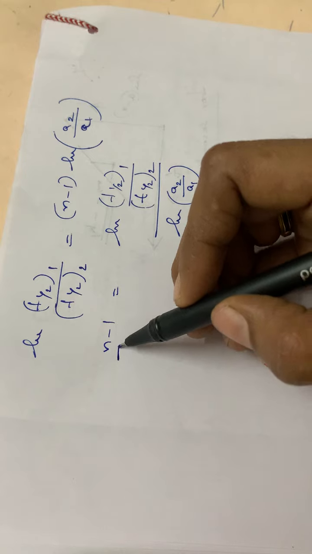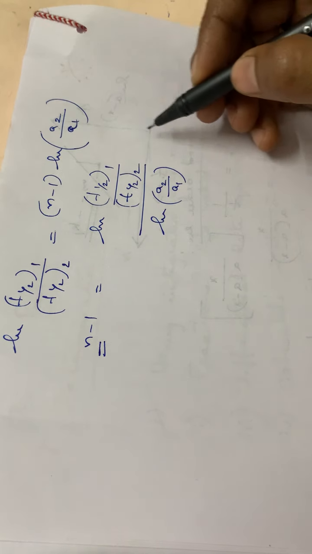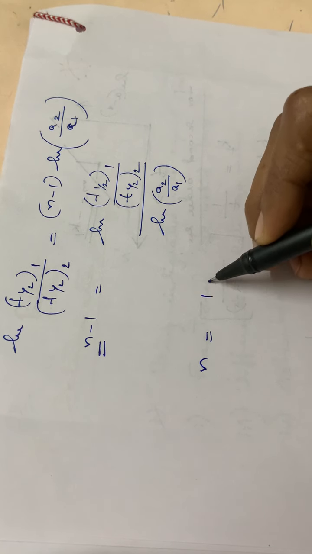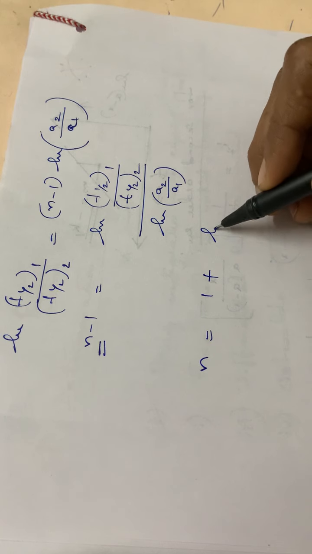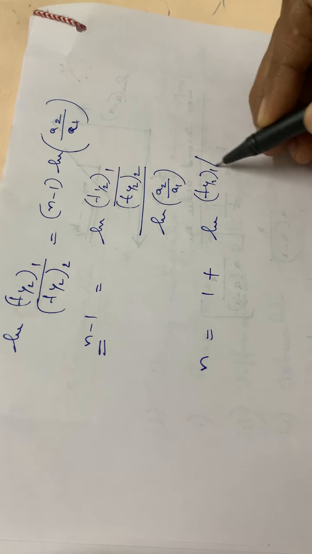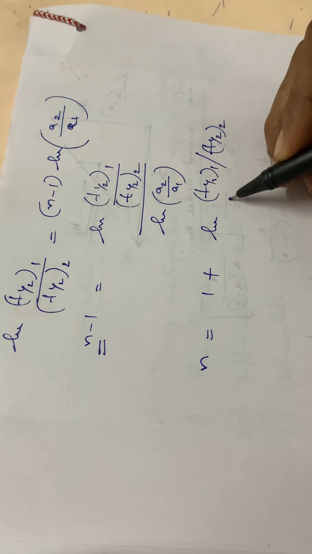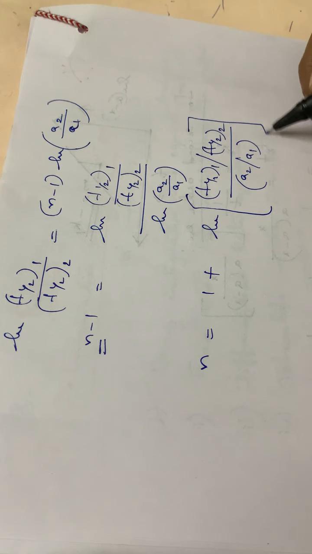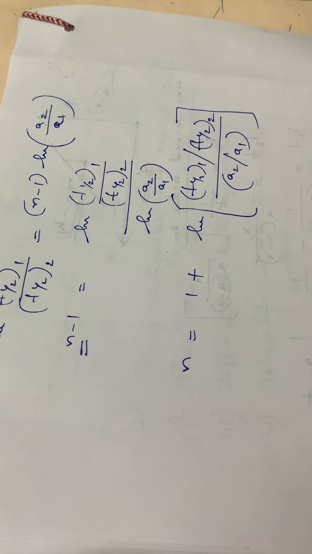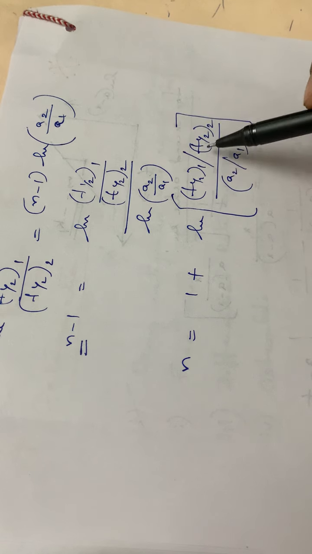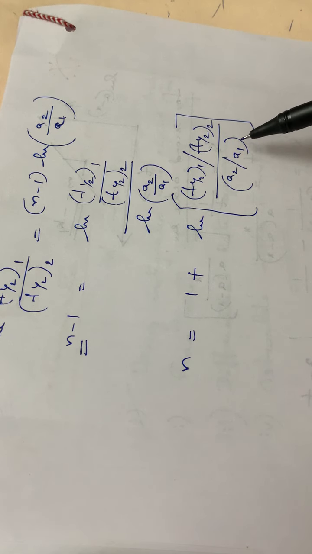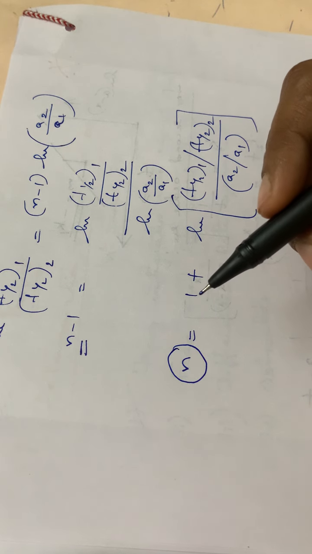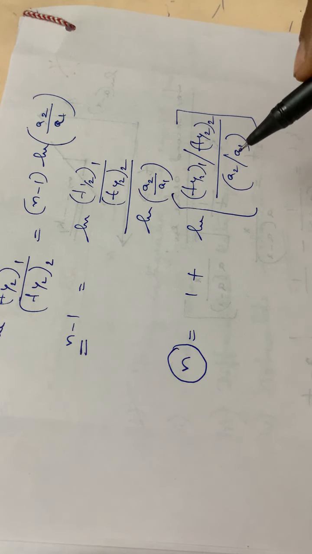Okay, so what is n? n is the order of the reaction. So again, minus 1 can be moved to the right side. So n is equal to 1 plus this particular quantity, isn't it? 1 plus ln T half 1 by T half 2, the whole divided by ln A2 by A1. So from this you can determine the order of the reaction.